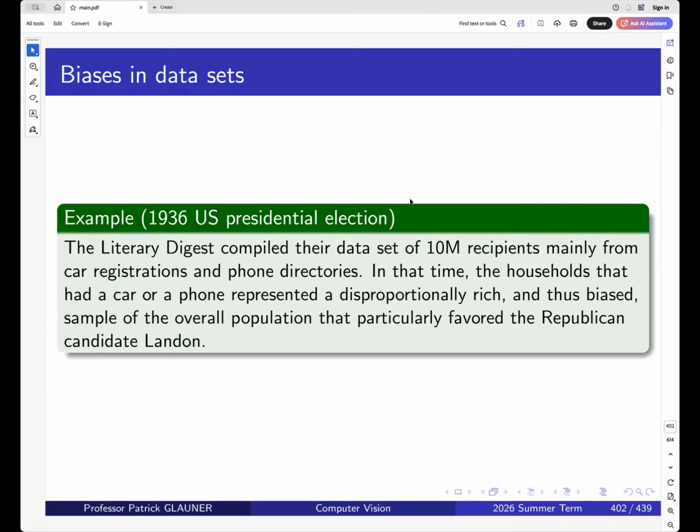So what we see here is they drew from a heavily biased part of the overall population, because most people did not have a phone and most people did not have a car. And those disproportionately rich people tended to favor Landon, the Republican candidate, over Roosevelt. So what in fact happened here is they had a heavily biased data set.